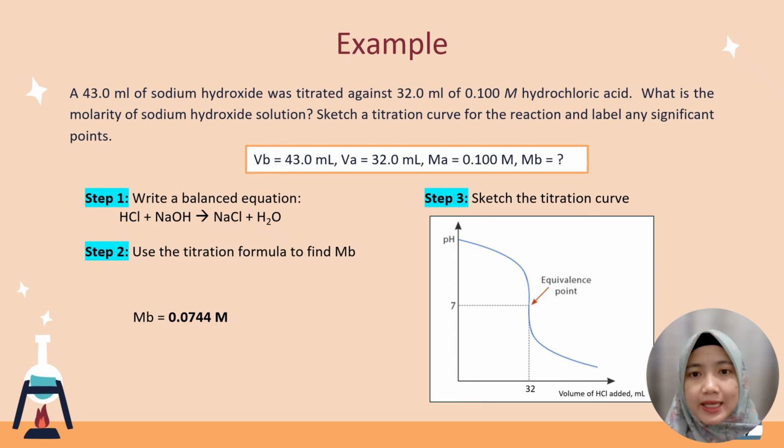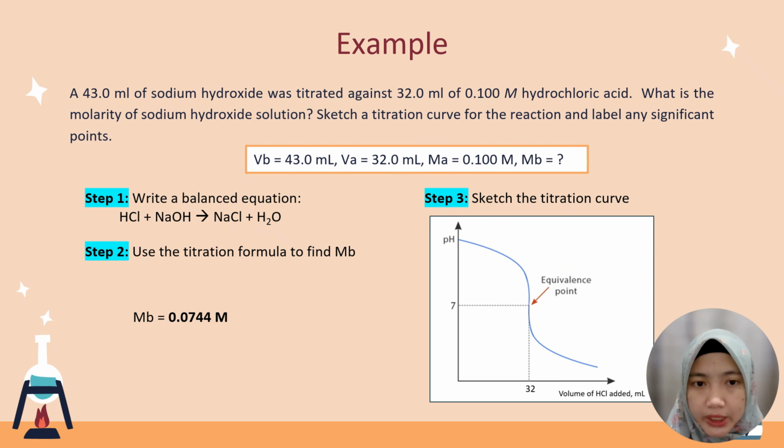Let's look at this example. 43 ml of sodium hydroxide was titrated against 32 ml of 0.1 molar hydrochloric acid. What is the molarity of the sodium hydroxide solution? Sketch a titration curve for the reaction and label any significant points.